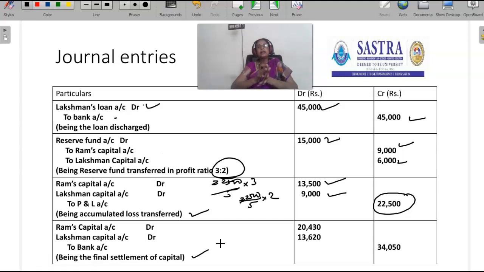Then accumulated profit and accumulated losses are transferred to the partners' capital accounts. Then finally we have to settle the current account, if there is any. In this problem there is no current account; if there is any current account, that also has to be transferred to the partners' capital account. Okay. So in this problem there is no current account, and so straight away we can settle the capital. That is the final step in the realization account.